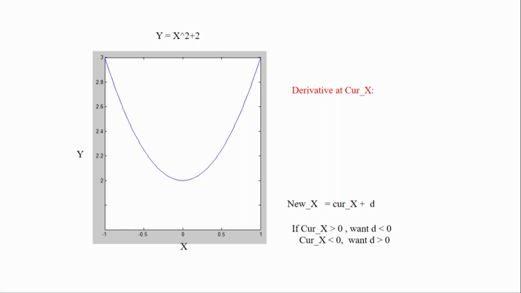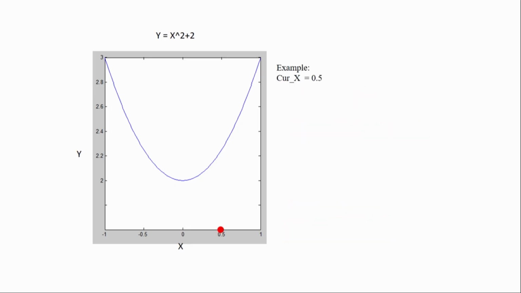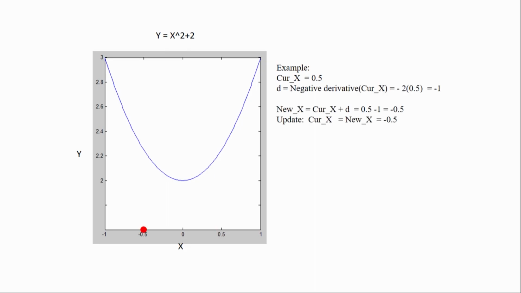So what is the derivative at the current x, which is 2x? As you see, your derivative does not give you the answer that you want, right? Your 2x for anything x greater than 0 is actually positive, but if your x is negative, then your 2x is also negative, right? So what actually does the trick in this case is the negative of the derivative, which is minus 2x in this case, which has the property that if x is greater than 0, your d is less than 0, and if x is less than 0, your d is greater than 0, right? For example, if your x is 0.5, then the negative of the derivative at that 0.5 is minus 1, right?